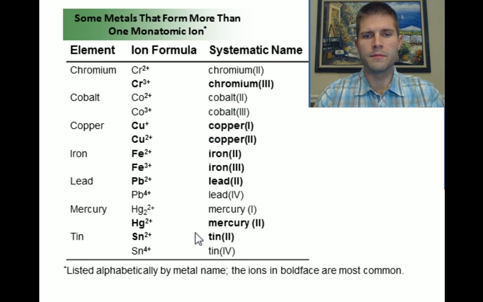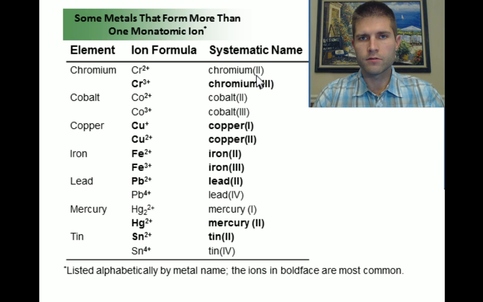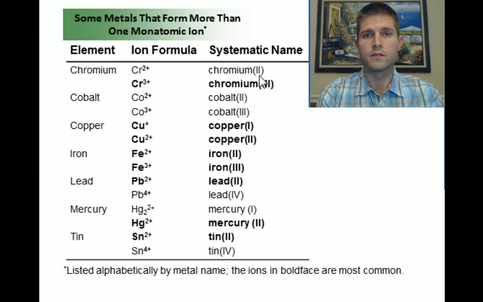So let's get to this. Here are all your common ions that were shown on the previous slide. If you notice, these are the names. So Cr2+ would be read as chromium II. These Roman numerals have to be written when you're dealing with transition metals. You will never write a Roman numeral when dealing with the main group metal to nonmetal. You will only write Roman numerals when dealing with transition metals to nonmetals.